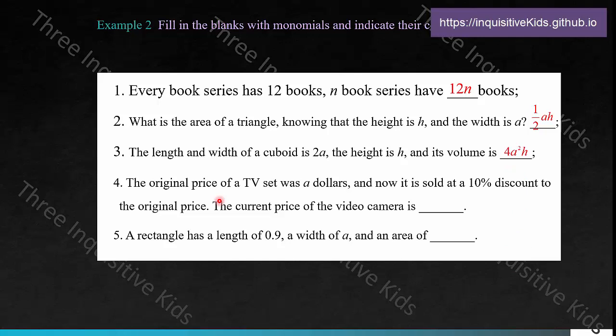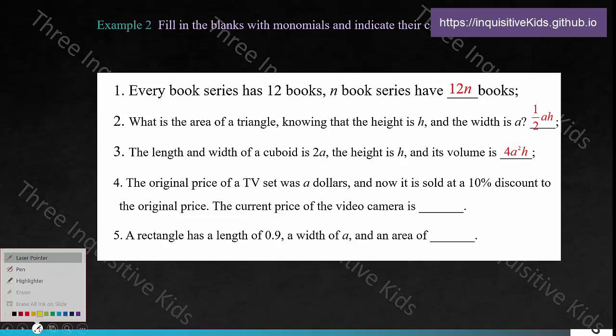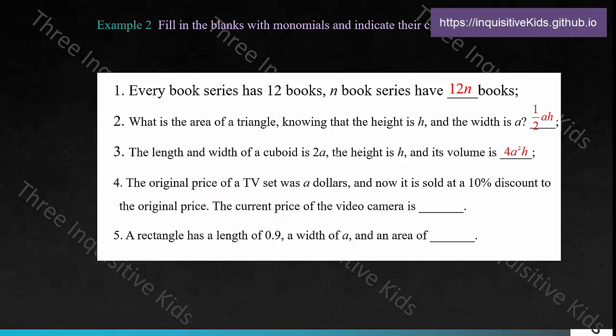4. The original price of a TV set was $a, and now it is sold at a 10% discount to the original price. The current price of the TV is blank. Oh, excuse me, I meant this to be a TV set.